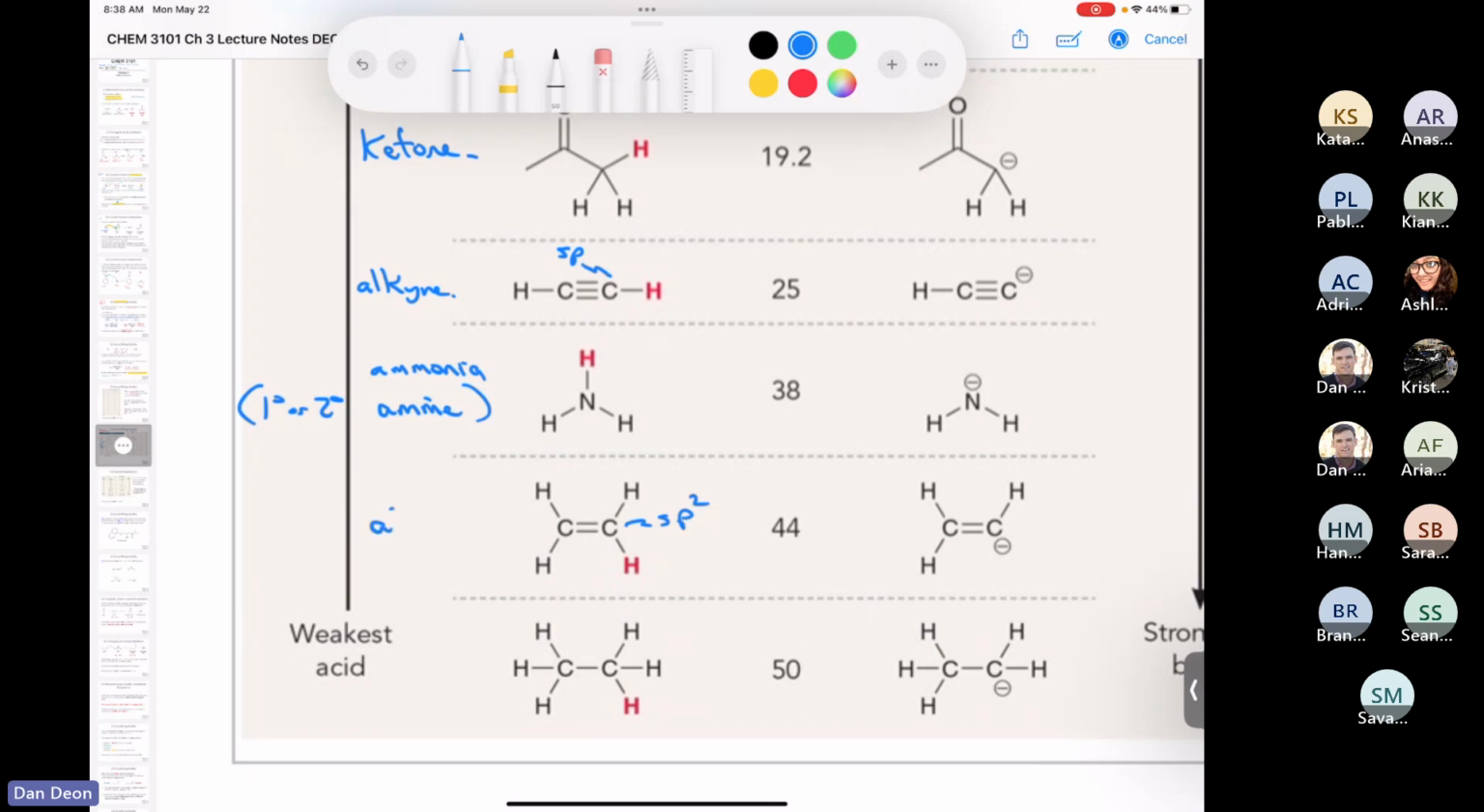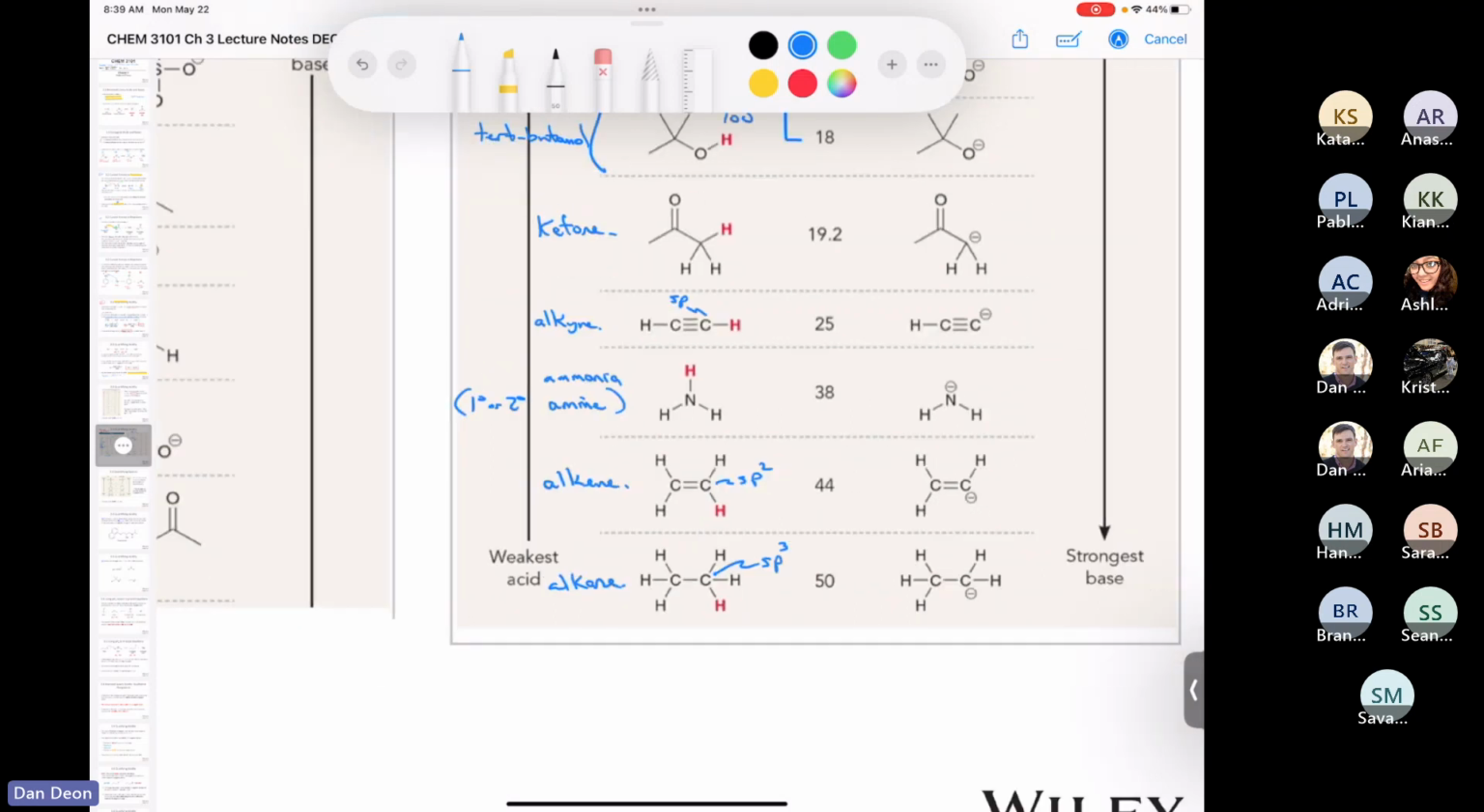So this is an alkene, and this one is an alkane. An alkane is not a functional group, but this is an sp3 hybridized carbon, and this is the weakest of all the acids. So this thing doesn't want to donate a proton whatsoever.